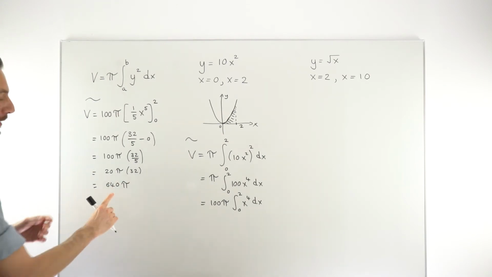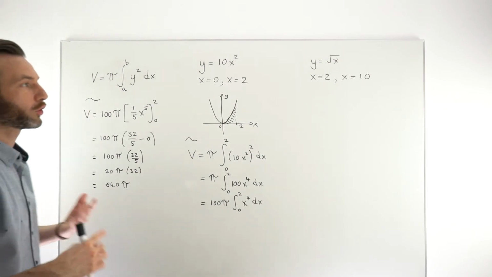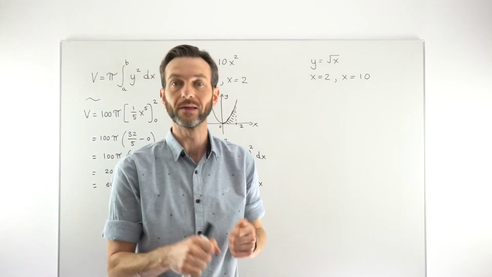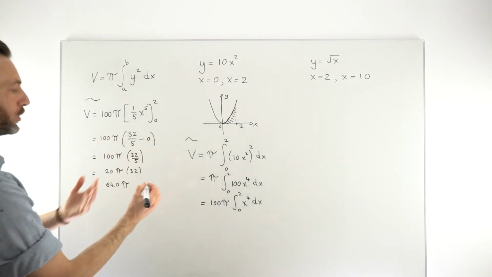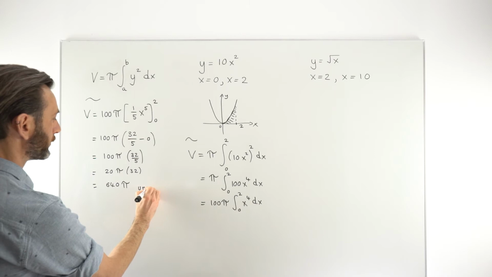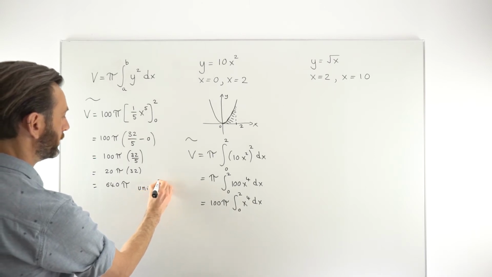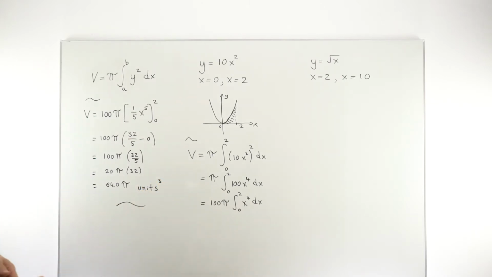And then, like I say, that would be acceptable as a final answer, or you could go ahead and use the calculator and get that as a decimal. Either way is fine. But because it's a volume, it's going to be units cubed because it's a 3-dimensional volume that we've figured out. So that's the process.